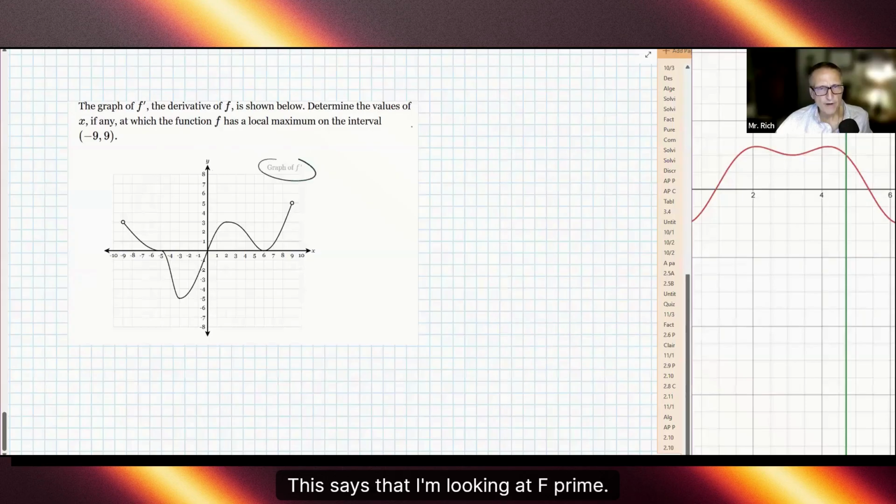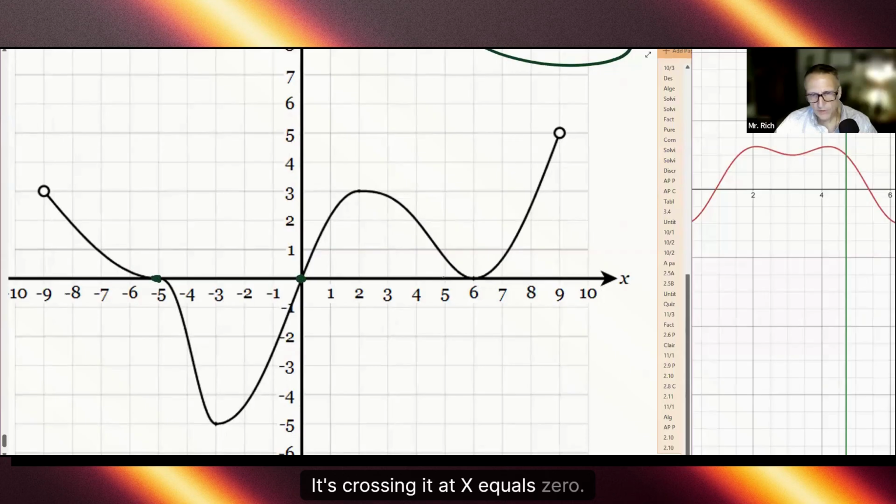This says that I'm looking at f prime. It wants me to determine the values at which f has a local maximum on the interval from -9 to 9. Well, remember where relative extremes occur. They occur where the derivative is 0 or undefined. Here, I'm looking at where the derivative is 0. It's crossing the x-axis at -5. It's crossing it at x equals 0. And it's not crossing it, but it's touching it at 6. But I want you to think about it this way. Remember, all of these values on the y-axis are values of the derivative, not the function. So to the left of -5, the derivative is positive. Right? I'm just going to put a plus sign here.